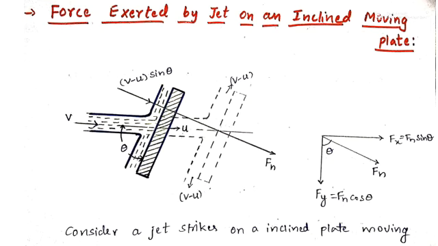Now we are seeing a case from the topic impact of jet on vanes, and the case is force exerted by jet on an inclined moving plate. So here is a plate, an inclined flat plate, which is moving with the velocity of u, and the jet is coming with velocity of v.